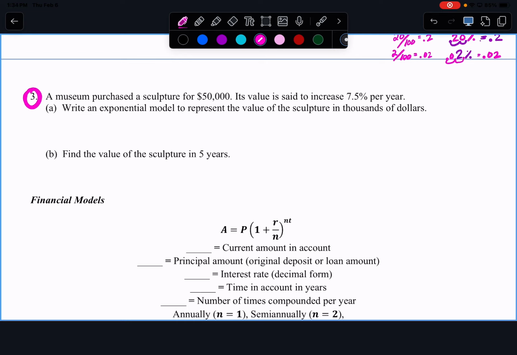Freedom, do number 3. Not up on the board, the other number 3. Do number 3 on your paper.